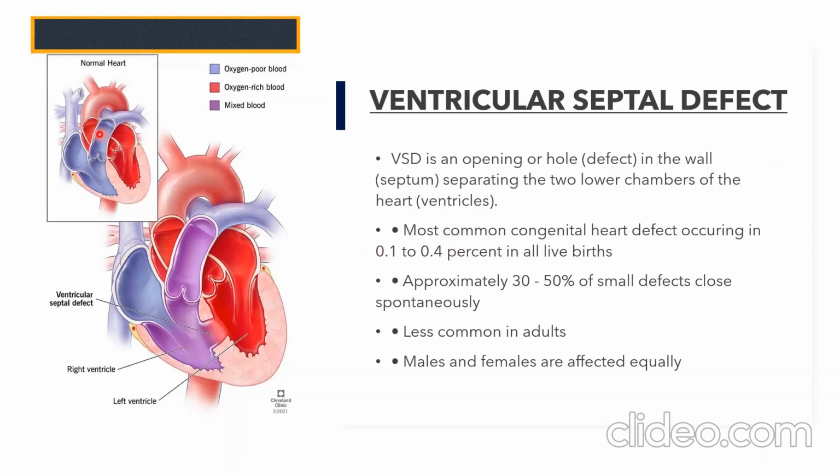in normal development, the wall between the two chambers closes before the fetus is born, so that by birth, oxygen-rich blood is kept from mixing with the oxygen-poor blood in the right ventricle. But in a child with VSD, due to the higher left ventricular pressure, the oxygen-rich blood mixes with the oxygen-poor blood in the right ventricle and then goes to the lungs.